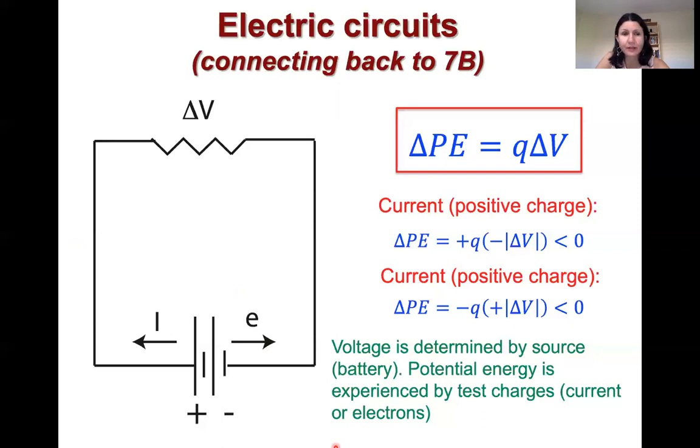If we're talking about a light bulb, the filament of the light bulb warms up and then it radiates light. So this is how our circuit lights up a light bulb, for example. So just connecting this idea of voltage to the circuit.